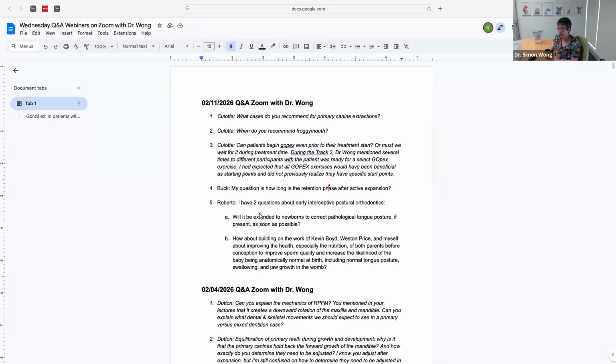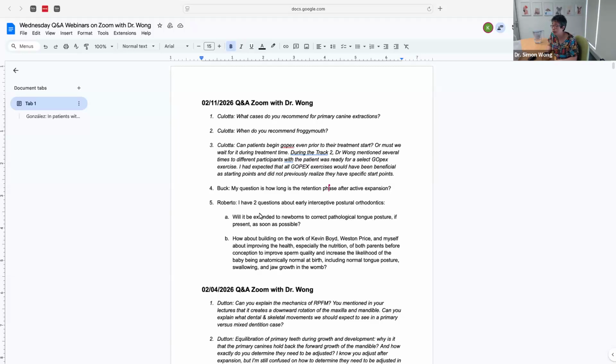So my target audience in early interceptive postural orthodontics are biologically aged between 4 and 10 years of age. So I don't actually have any involvement in treating pre 4 years of age. I don't have any real knowledge base, any real experience, and any treatment protocols for children under the age of 4.